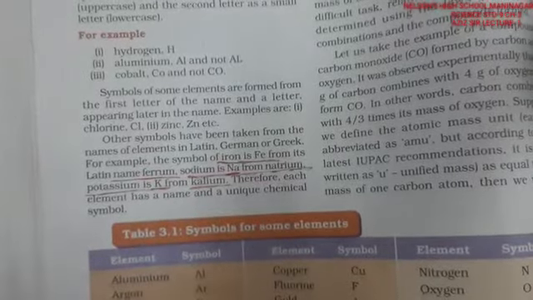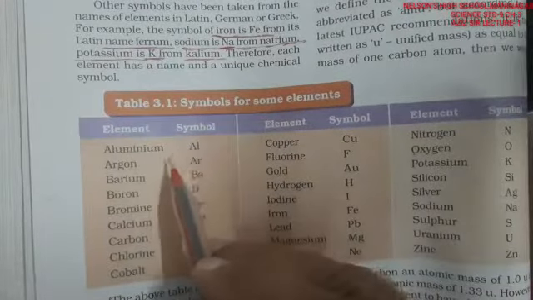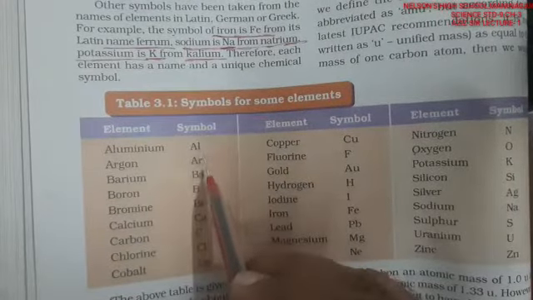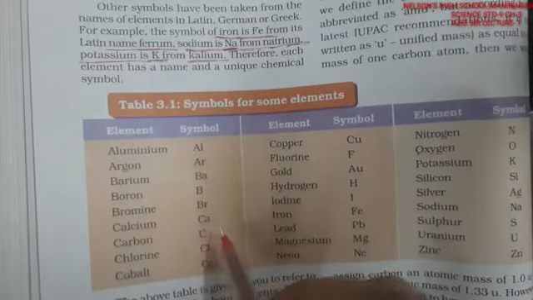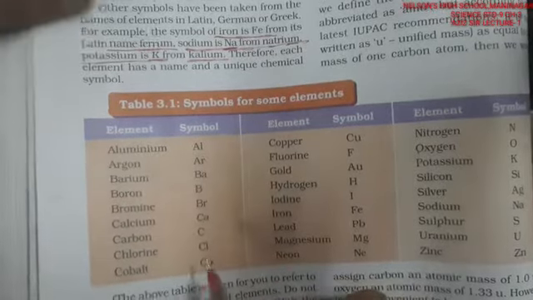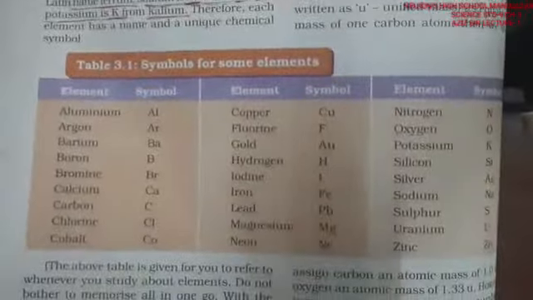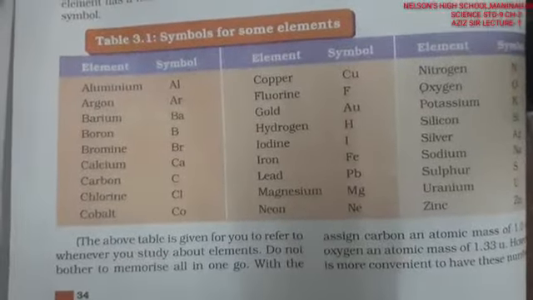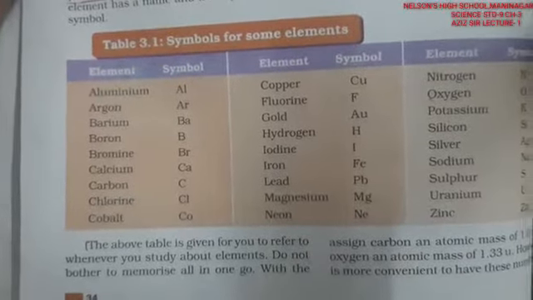So this is how we have learned the different symbols, and you may see the different symbols and their letters, that is, symbolic letters for the particular elements. So Al, argon, barium, boron, bromine, calcium, carbon, and so on. So these all are the symbols, and you may learn these symbols so that you can refer to the particular elements very finely.